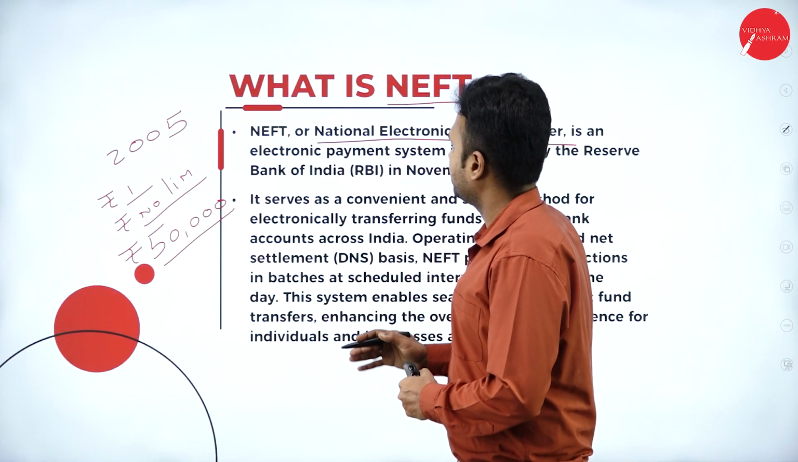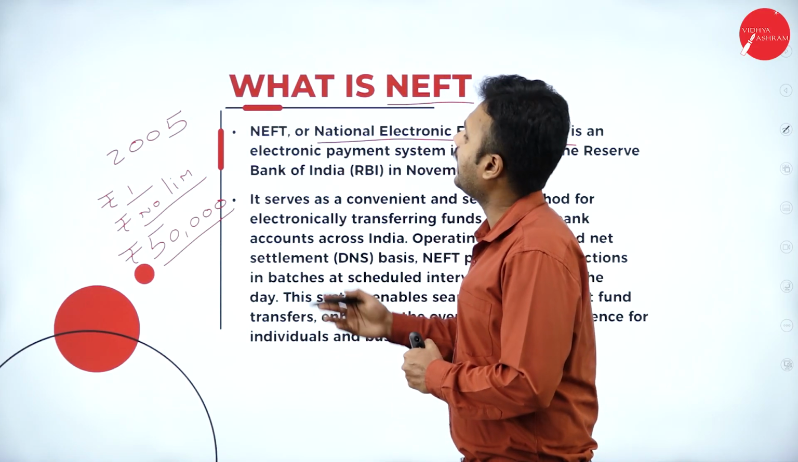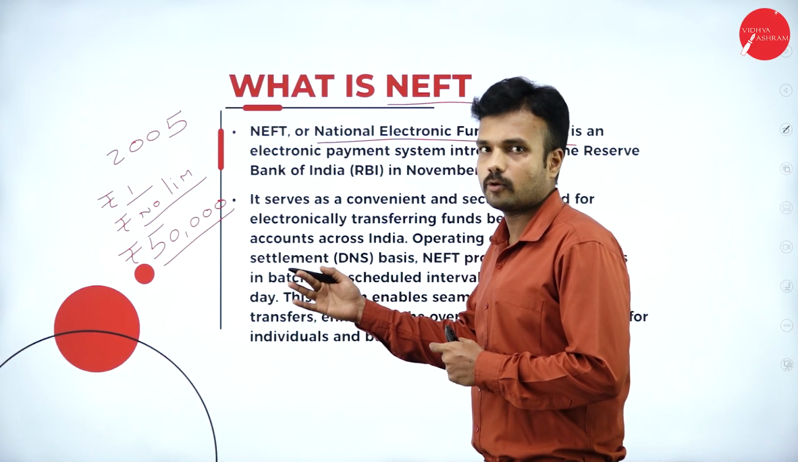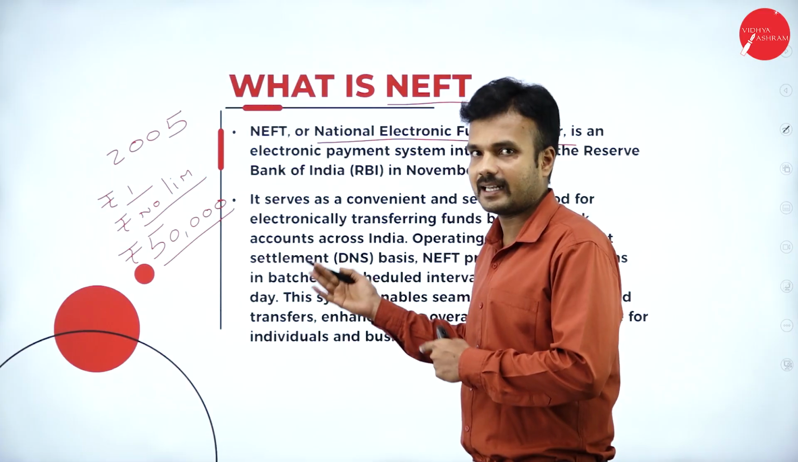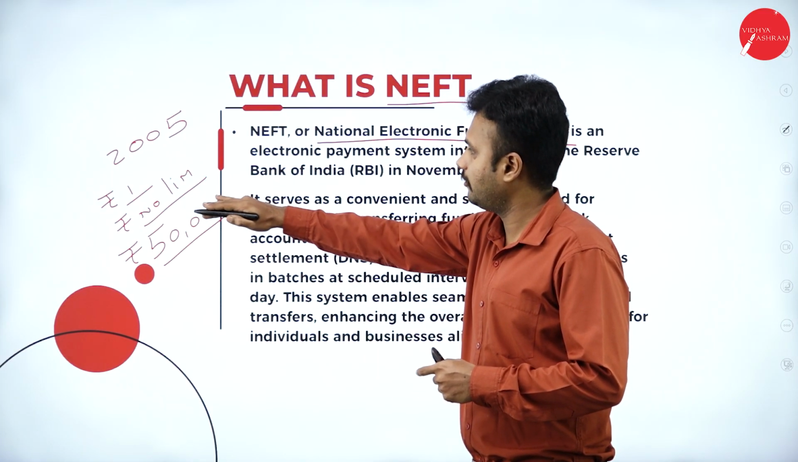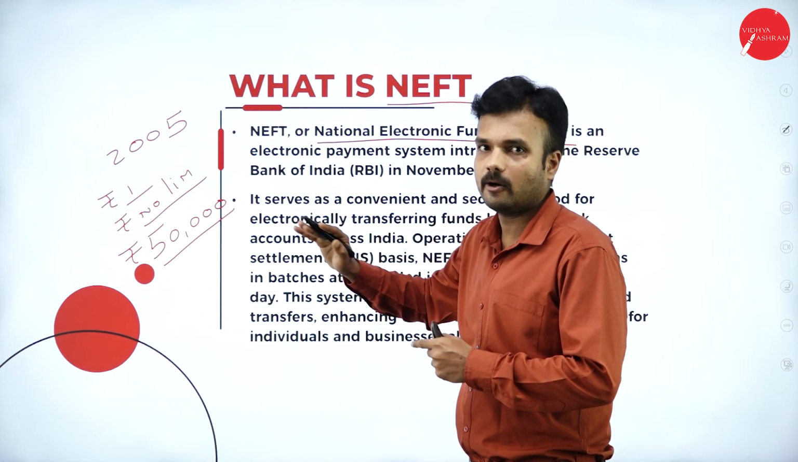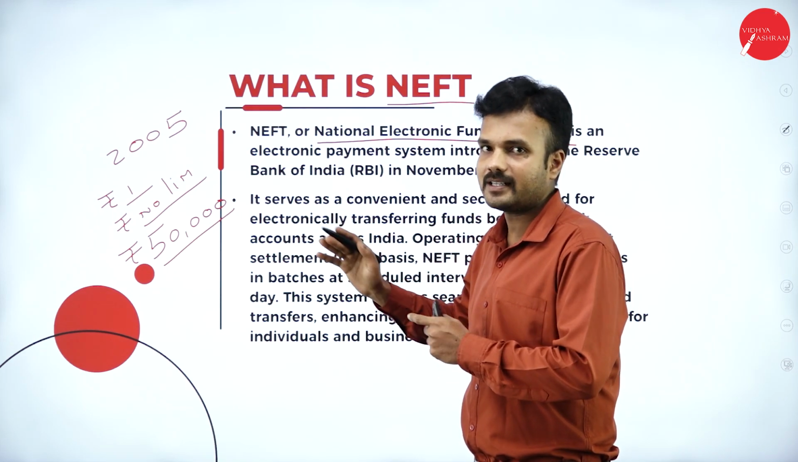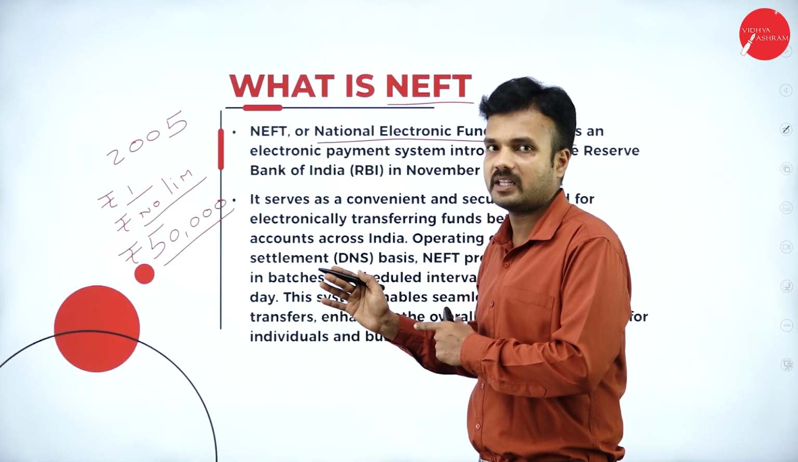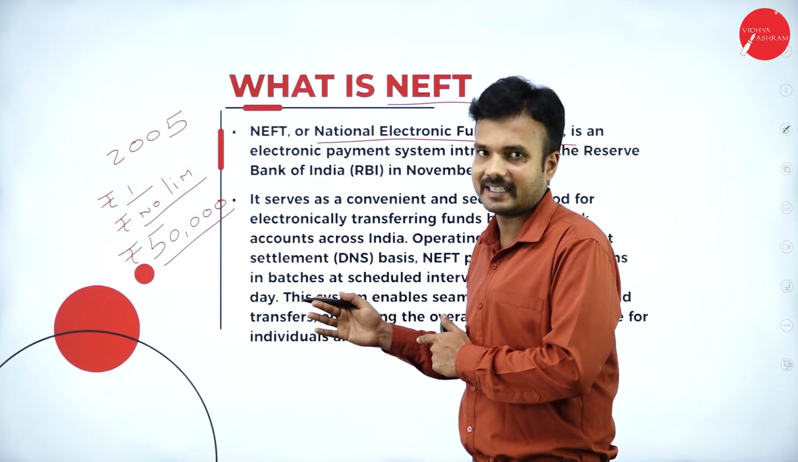And also this is completely different from RTGS. In terms of RTGS, the minimum transaction amount is 2 lakh rupees and the maximum limit is unlimited. But when it comes to NEFT, a minimum of 1 rupee can be transferred and there is no maximum limit, right? So they can transfer any amount of money anywhere at any time, right?